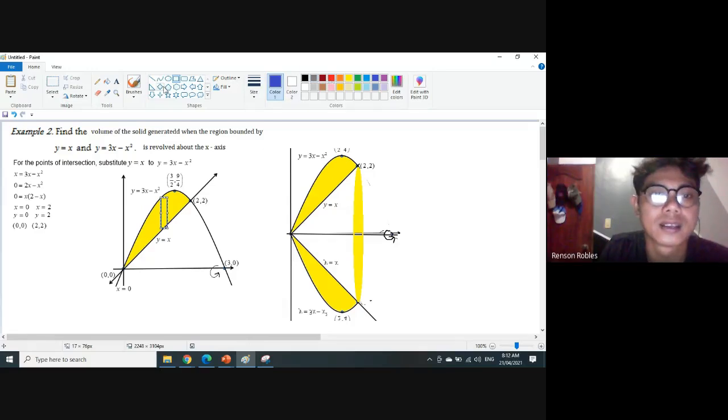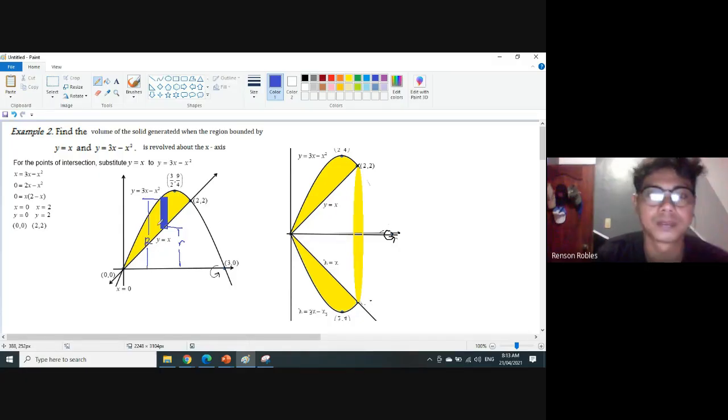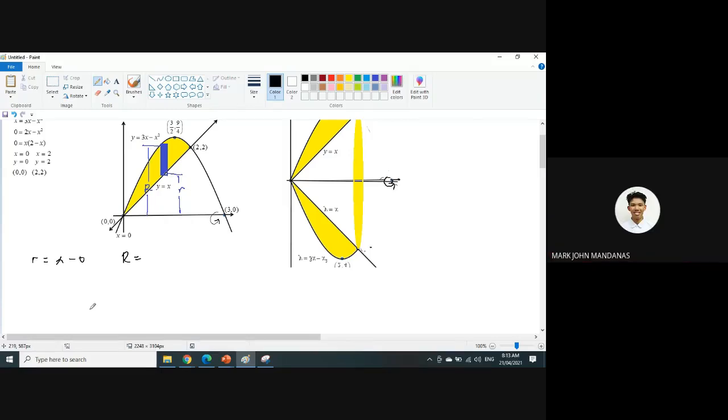Tama ba? Yes po, sir. The area can easily be solved when you take the element vertical. And then we label the points. So this is your small r, and this is your capital R. Okay. And then, how do you write your small r? X minus 0. And what about your capital R? 3x minus x squared minus 0.